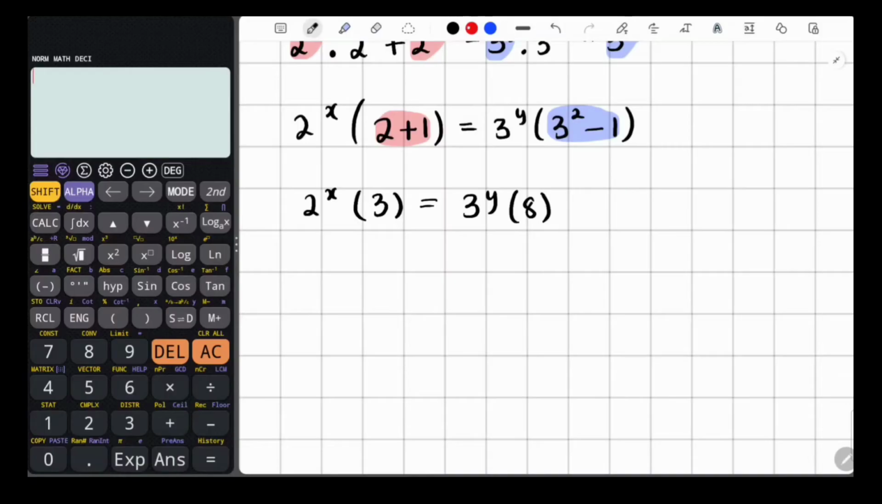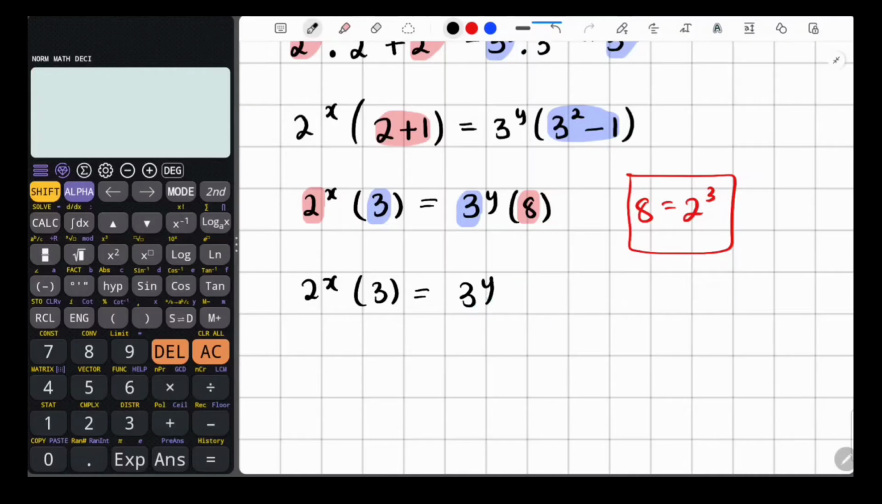Okay, now that we have it in this form, our bases are being multiplied by each other. So look at the pattern that we have. We have over here a 2, then we have a 3. Then here we have a 3, but here we have an 8. So is there a way that we can make 8 have a base of 2? 8 can be written as a base of 2 because 8 is equal to 2 to the power of 3. So we can change 8 into 2 to the power of 3 so that they can have the same bases. So we're going to say 2 to the power of x multiplied by 3 is equal to 3 to the power of y multiplied by 2 to the power of 3.